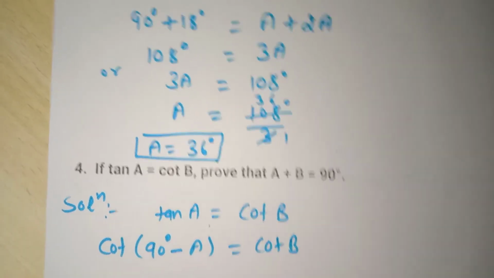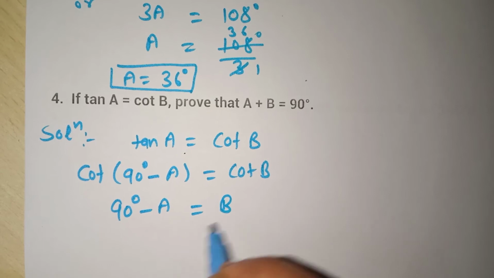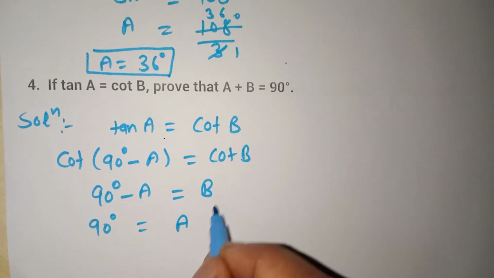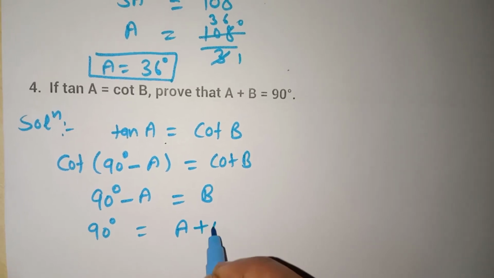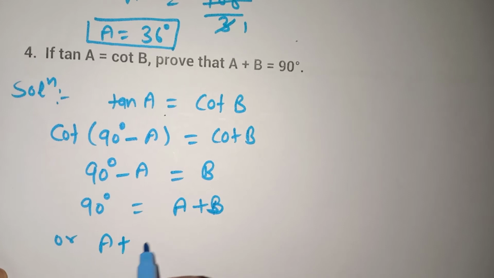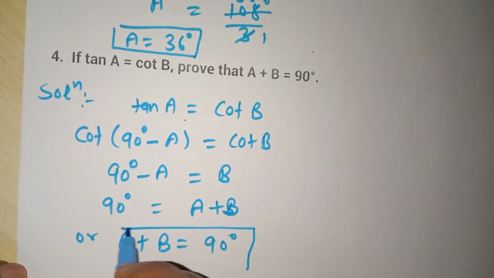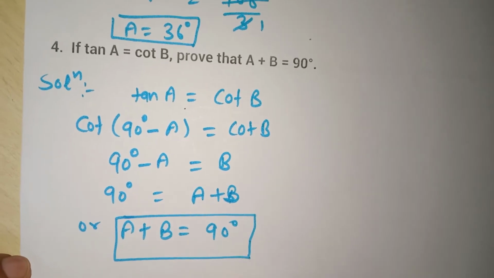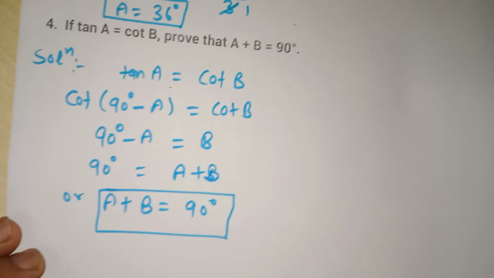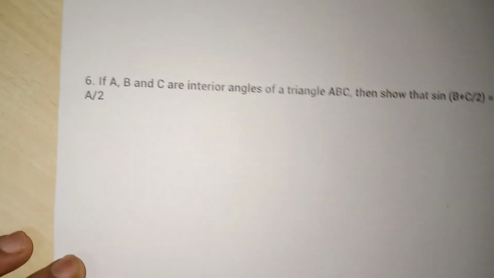Now compare the like quantities. We get 90 degree minus A is equal to B, or 90 degree is equal to, this will go to another side, A plus B, or A plus B is equal to 90 degree. This is the result that we have to prove in question number 4. Next question is question number 5.